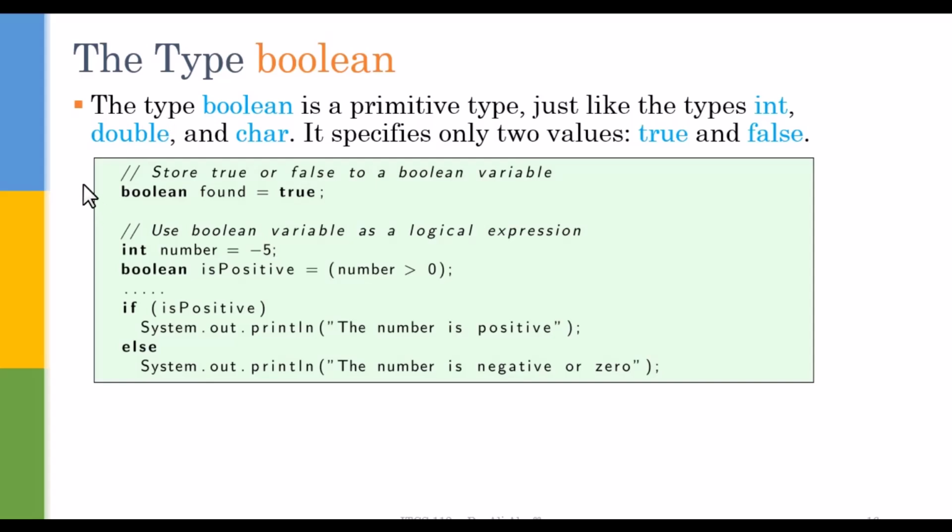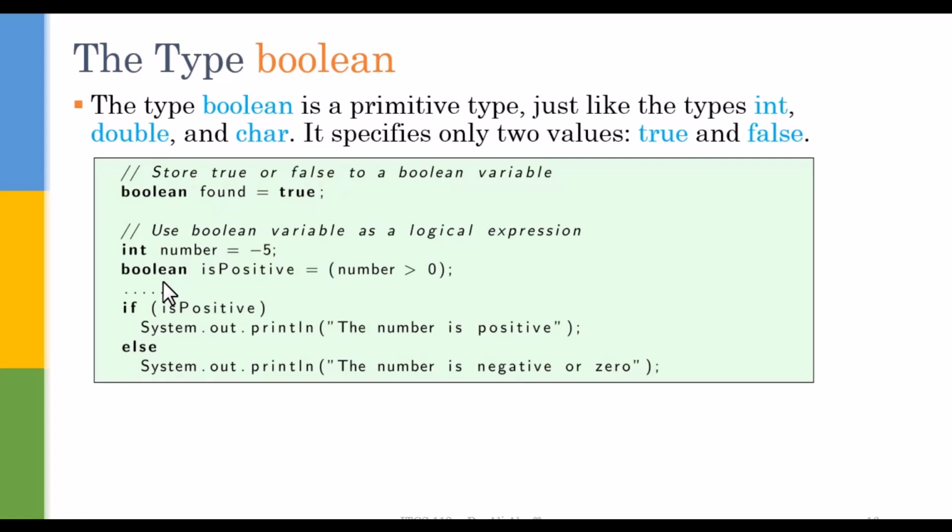Here are some examples of using Boolean variables. You can put constants inside them. True is a constant, like when you say integer x equal to 3, where 3 is an integer. So if you write Boolean found, the name of the variable is found and the initial value is true. So we store true or false in a Boolean variable.